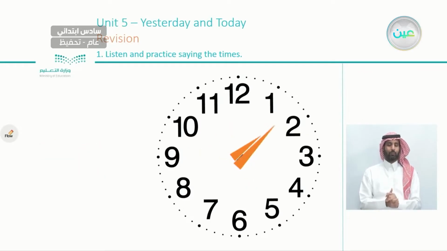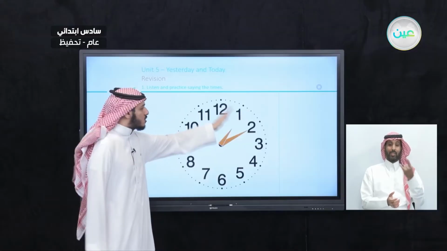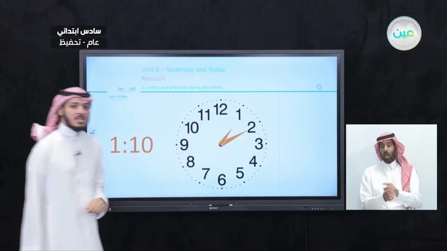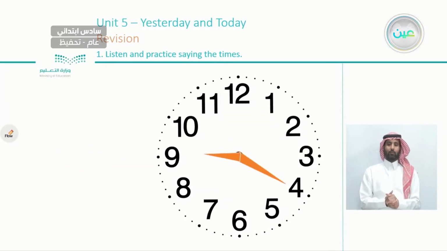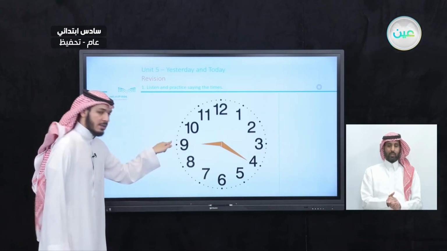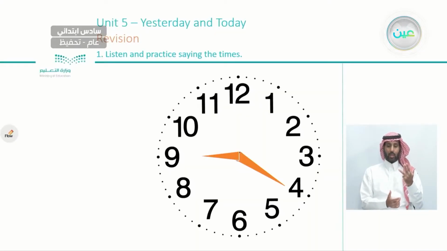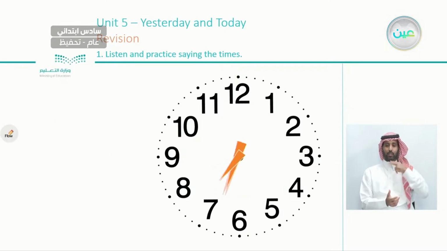Excellent. Okay. What time is it here? It's 1:10. Excellent. So we have 5 and 5. That means 10. So it's 1:10. Excellent. Okay. What time is it here? It's 9:20. Yes. So we have 5, 10, 15, 20. So it's 9:20.